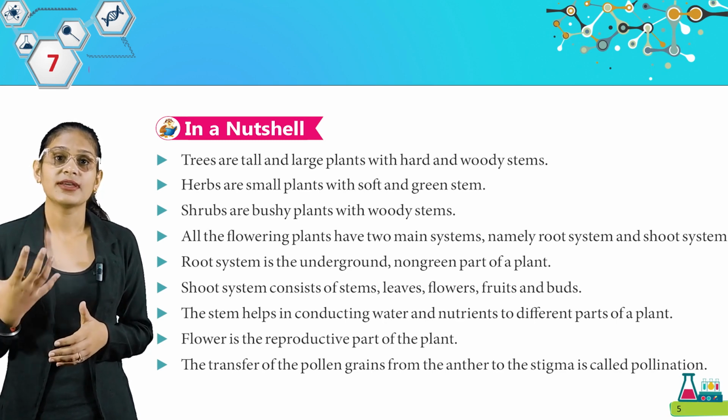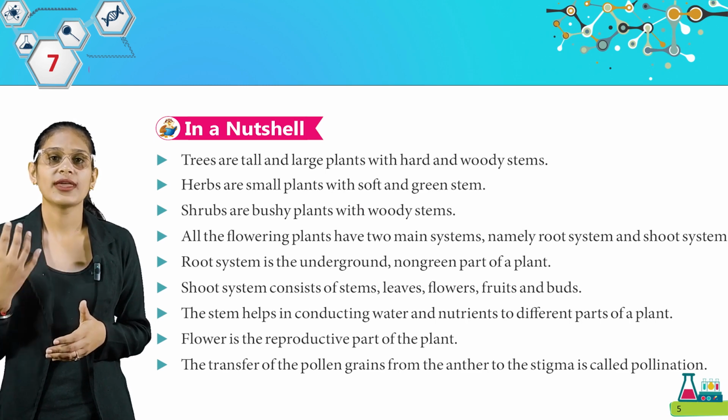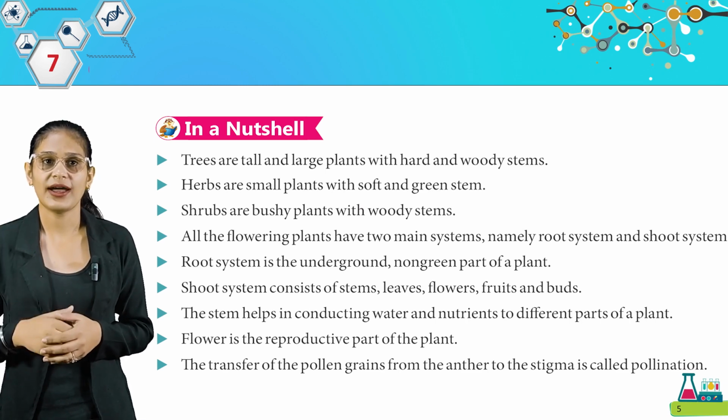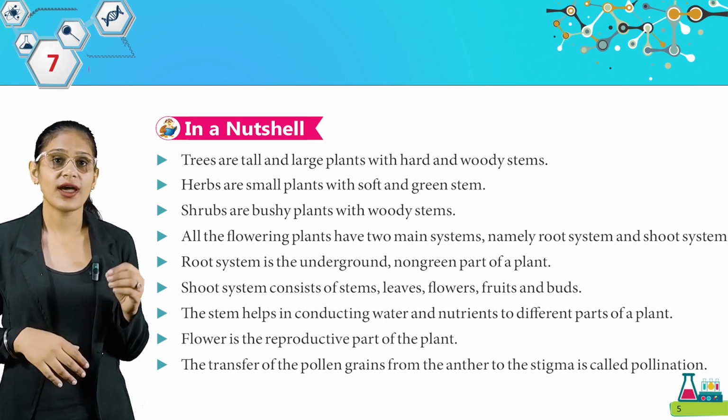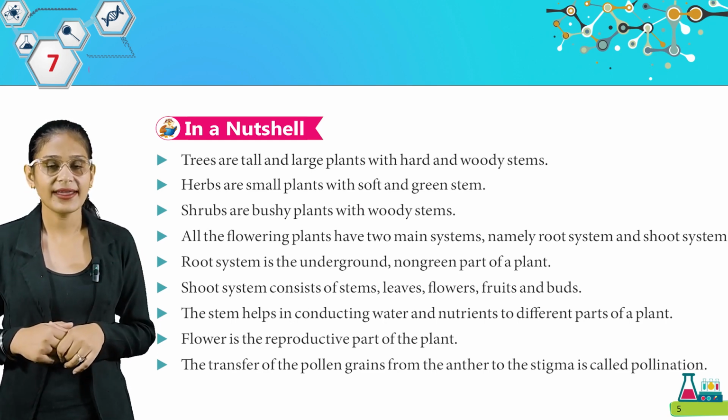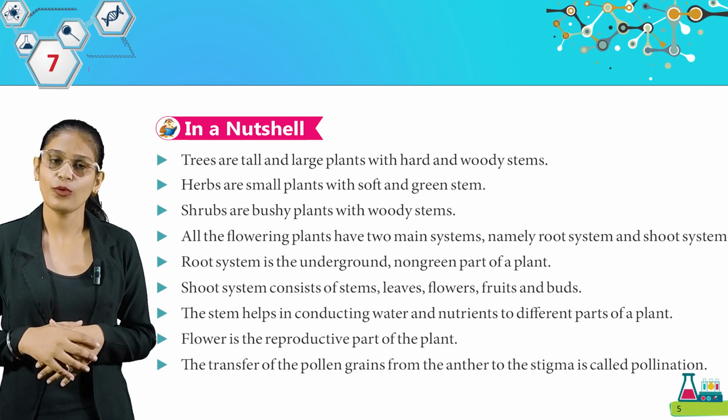The stem helps in conducting water and nutrients to different parts of a plant. Flower is the reproductive part of the plant. The transfer of the pollen grains from the anther to the stigma is called pollination.